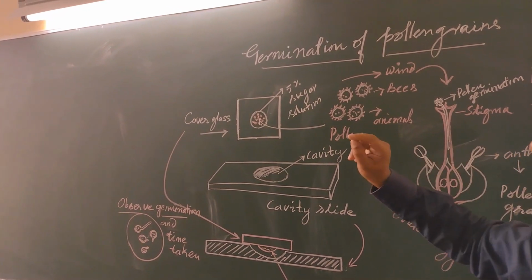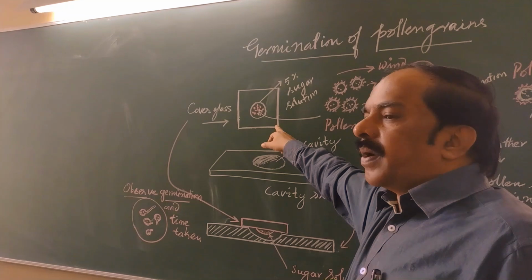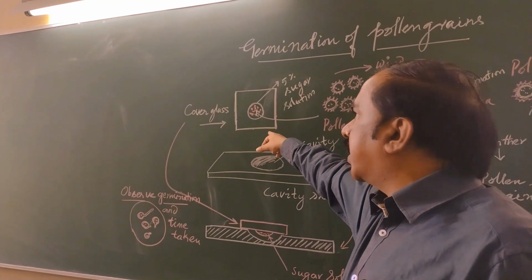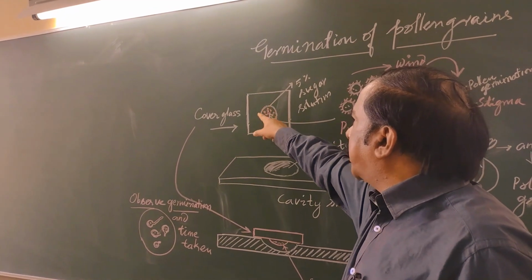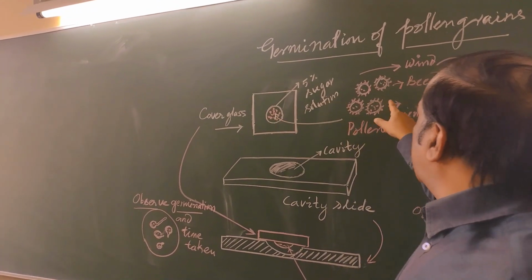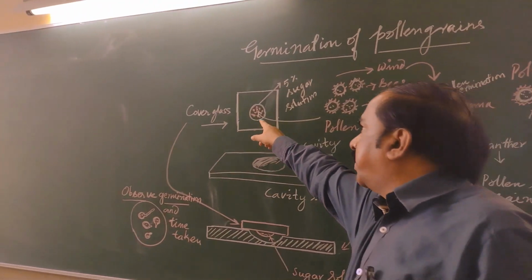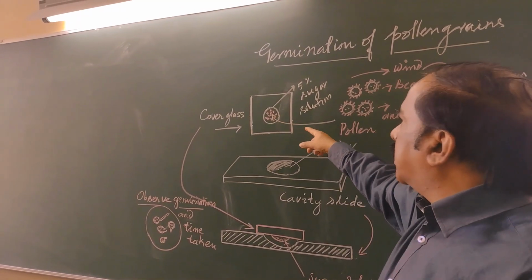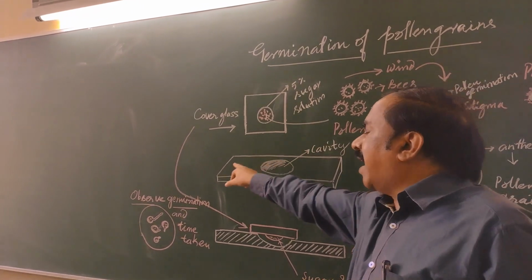You prepare a 5% sugar solution and take a cover slip or cover glass. I will show you this when we are actually conducting the experiment. On the cover glass, put a drop of 5% sugar solution. Onto that, you collect the pollen grains from the anther and then just mix it with the sugar solution, and this cover slip has to be inverted on the cavity slide.